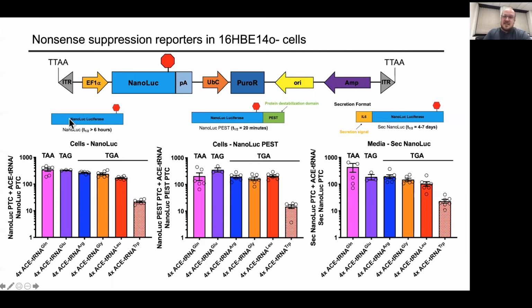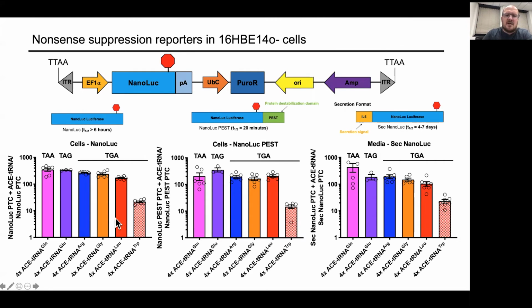This is just the nanoluciferase with the PTC. And then we have one with a PEST destabilization sequence, and so the half-life of this reporter is about 20 minutes. And then we have a secreted format where we can go in and sample the media to look for PTC suppression efficiency in a monolayer of cells that is not disturbed. And we can look at this longitudinally.